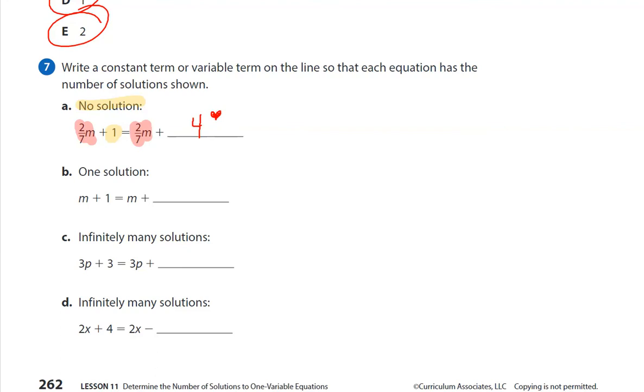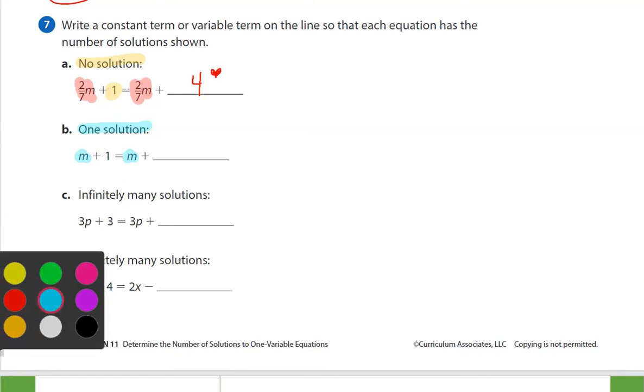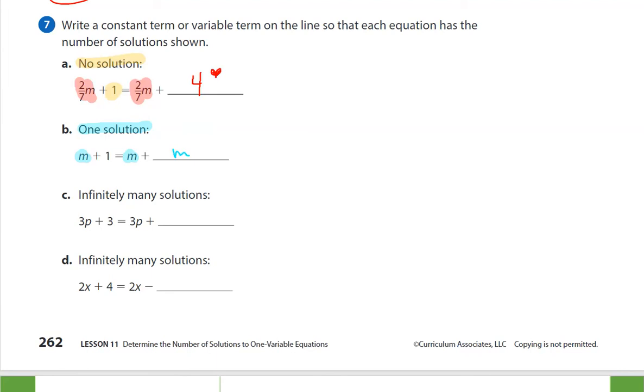Okay. We want this one to have 1 solution, which means we don't want these m's to cancel out. We need the variables to have a different coefficient. So we're going to need to put a new m there. Let's just put another m. That way we'd have what? M equals 1 is what it'd end up as.